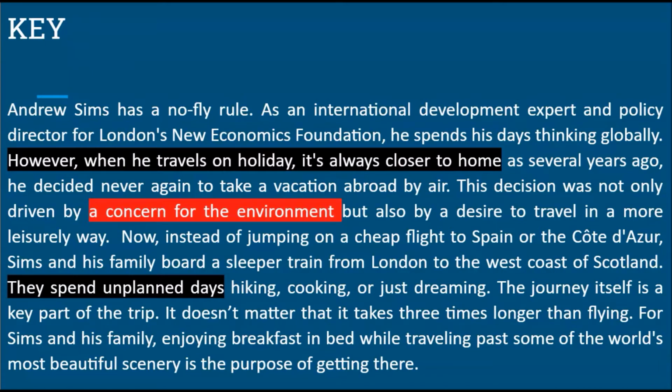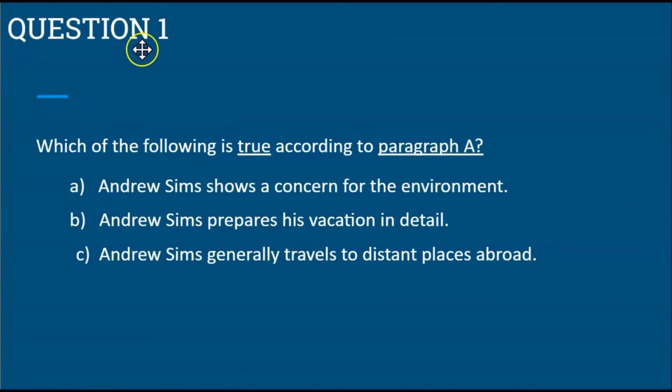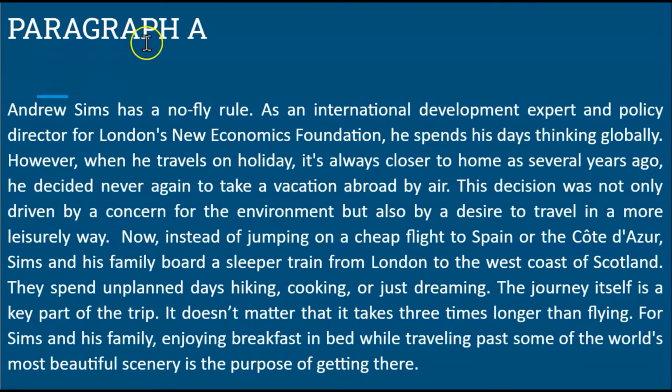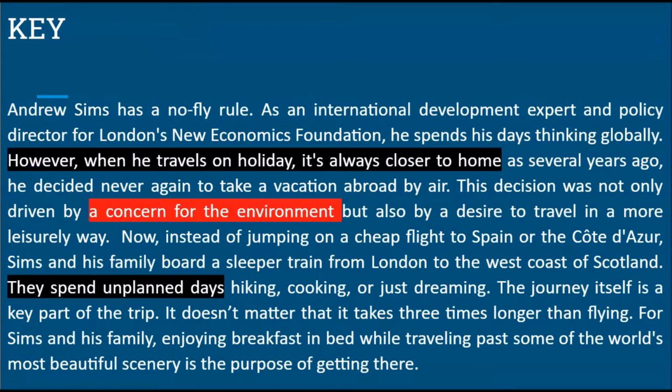We're going to repeat the same procedure for the following questions. First, we're going to read the question and then the related paragraph, and finally, I'm going to show you the key. So if you're ready, we can continue with question 2.